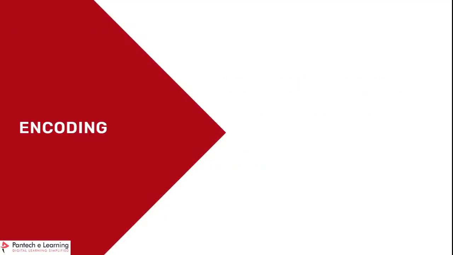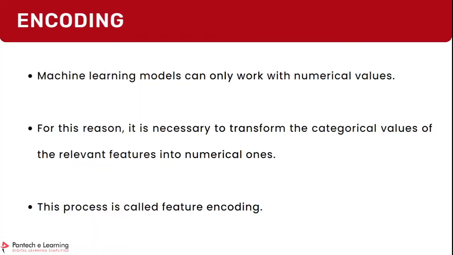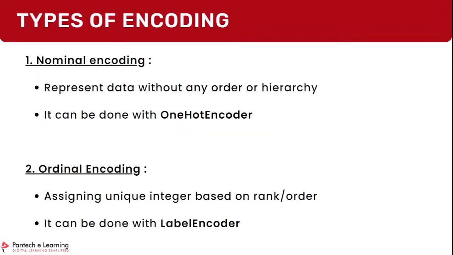And talking about encoding, encoding is very easy, and the reason behind encoding is that machine learning models can work only with numerical values, and for this reason it is necessary to transform the categorical values of the relevant features into numerical ones. For example, you can perform either nominal or ordinal encoding.